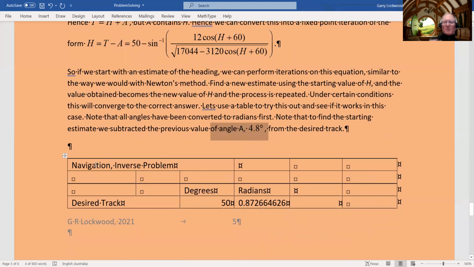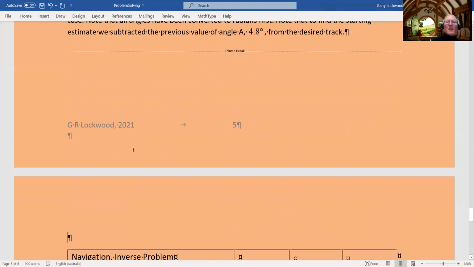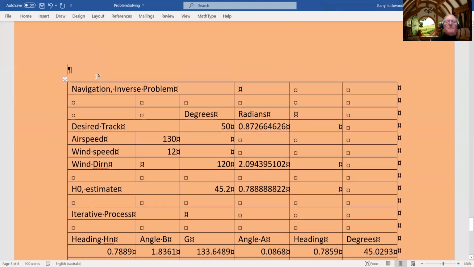So here's something I've copied out of Excel. This is our navigation inverse problem. Let's tell you what, let's throw in a page break.